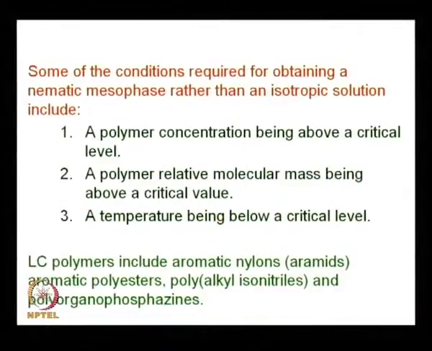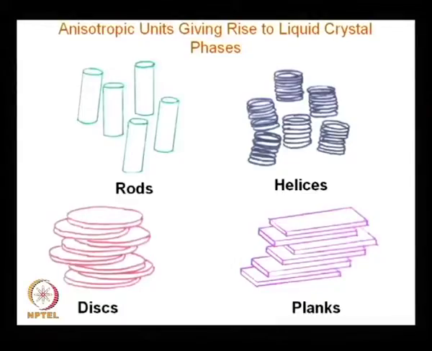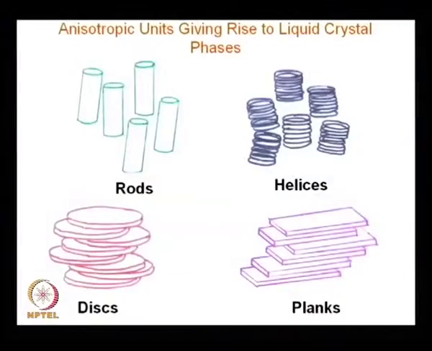What I want to show, look at here, anisotropic units giving rise to liquid crystal phases. Those anisotropic units which may be present in the polymer backbone may be rod like shape, helical shapes, or disc type shapes, or plank type shapes. Molecular assembly like this in helical, rod like, or disc, or planks, that gives you liquid crystalline behavior.